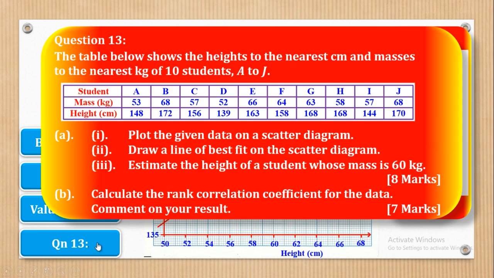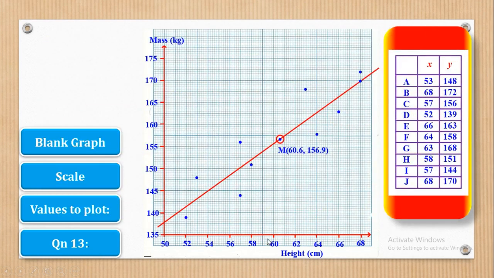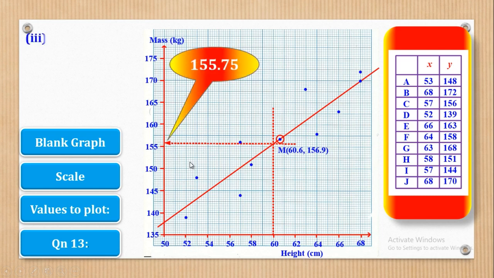So what we are going to do, go on the horizontal, look for 60 and draw a vertical line up. So that is our vertical line. Now where that line meets this line of best fit, take a horizontal line to meet the vertical axis. So we shall take this line to meet this vertical axis. Now this value is read off, and that will be the required height.